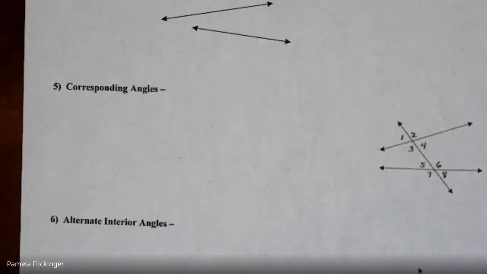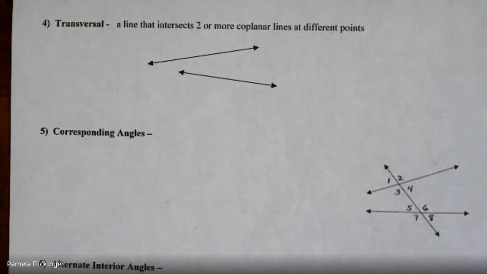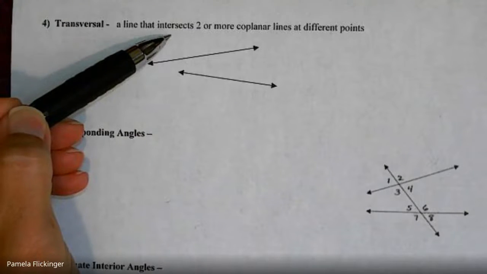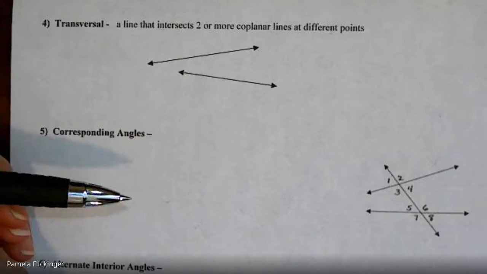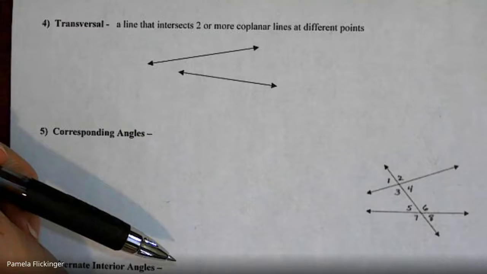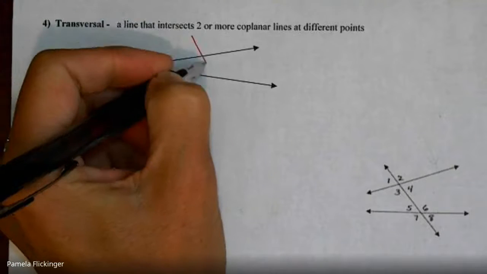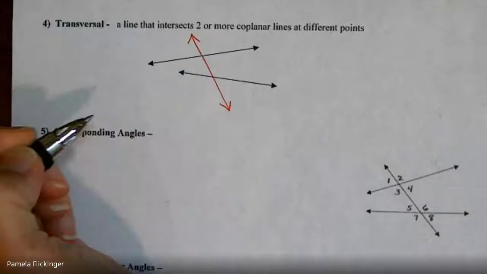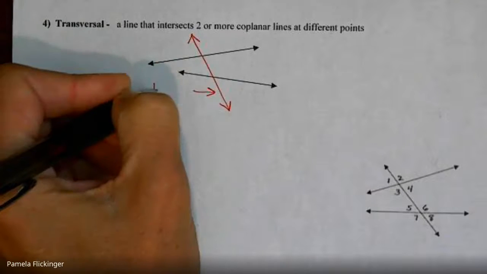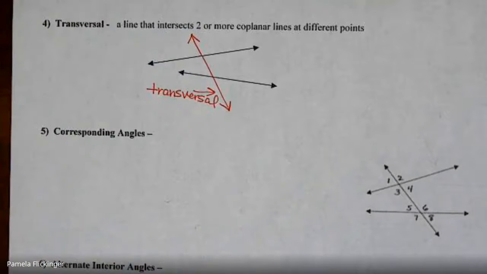The next thing we need to talk about are different angle relationships that occur when we have what's called a transversal. A transversal is simply a line that's going to intersect 2 or more coplanar lines, but at different points. So here's 2 lines. Intentionally I drew them so that they do not look parallel because they do not have to be. But if I draw a 3rd line that cuts through both of them, like that, this one that I drew is called a transversal.